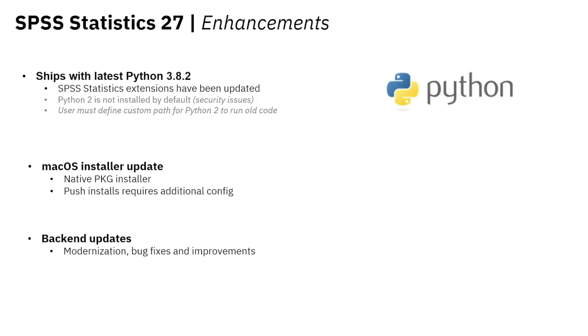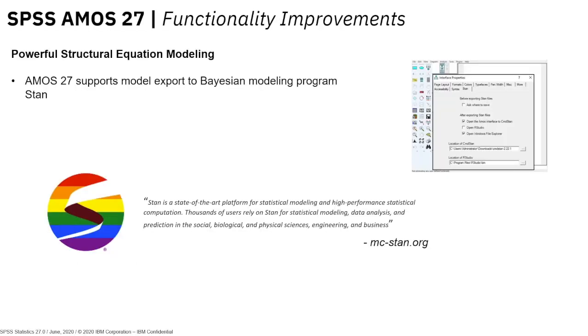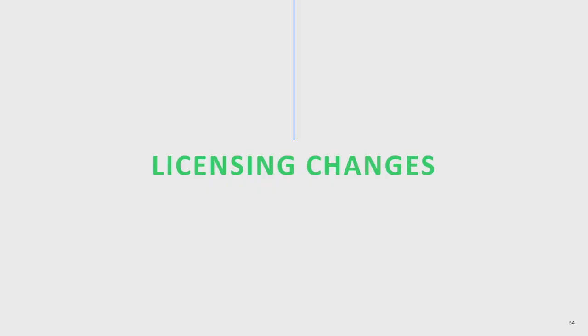It now ships with the latest Python, so 3.8.2 as of version 27. It now has the Mac OS installer. And there were back-end updates as well, just for modernization, speed, all those great things that we can do with it. And to anybody using Amos, Amos 27 now also supports that Bayesian modeling program as well. So there's lots of great stuff that has been added throughout the product and through all the pieces here.